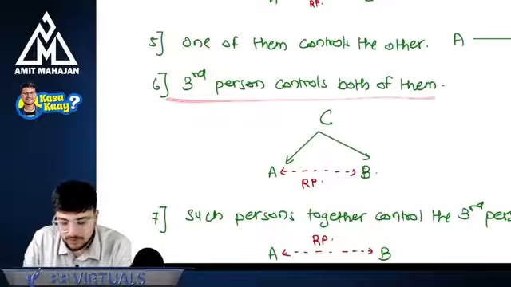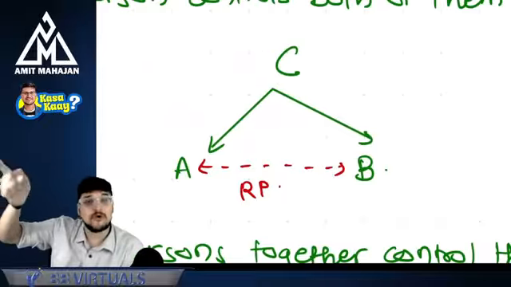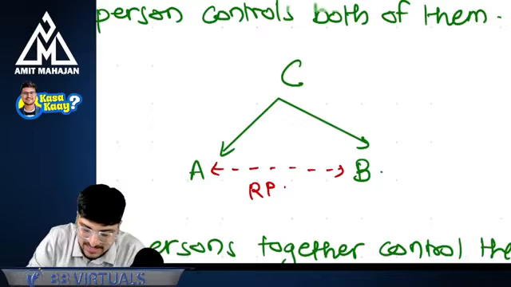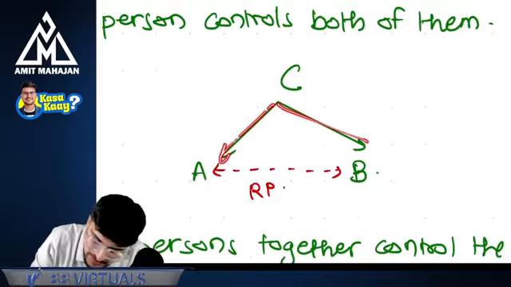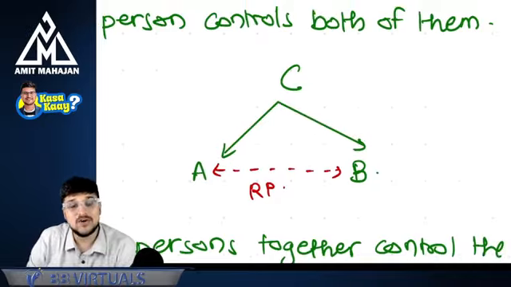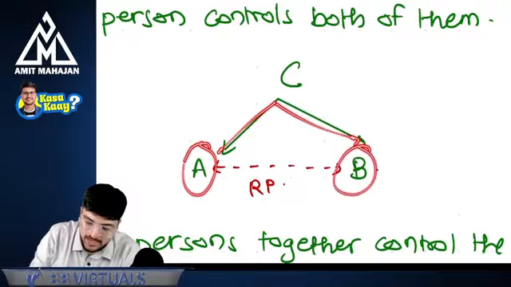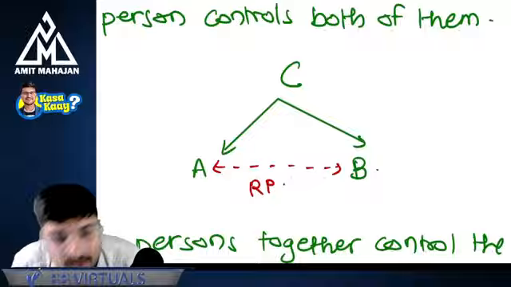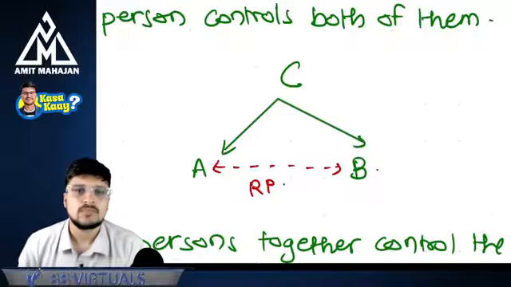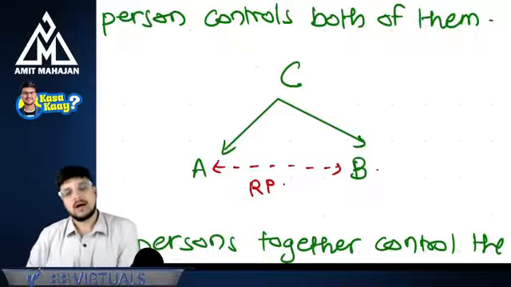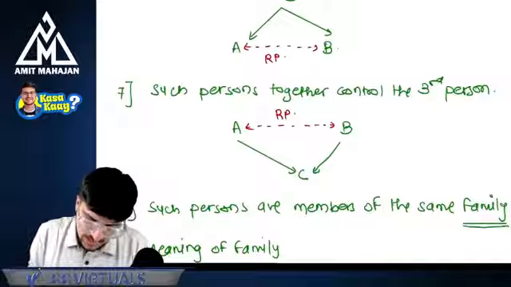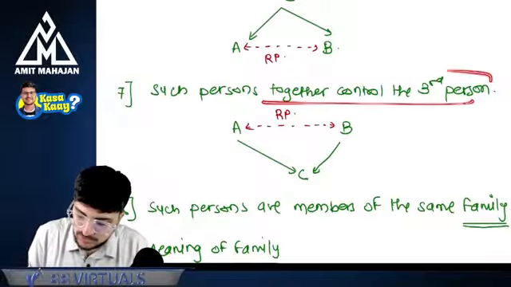Third person controls both of them. So earlier we saw 25%, and now we are saying C is controlling A and C is controlling B. So A and B will be considered as related parties. Understanding? Okay.